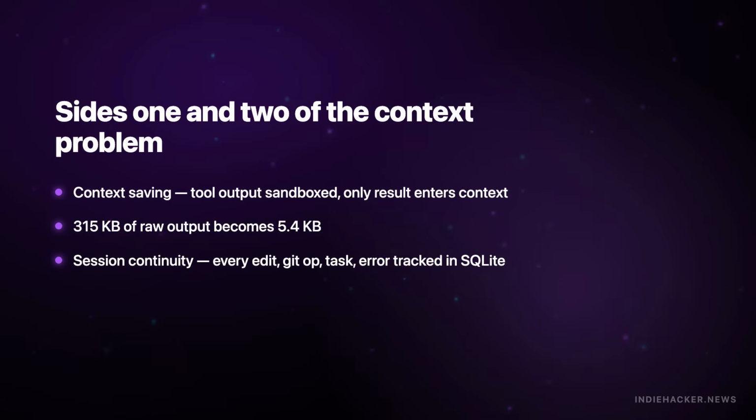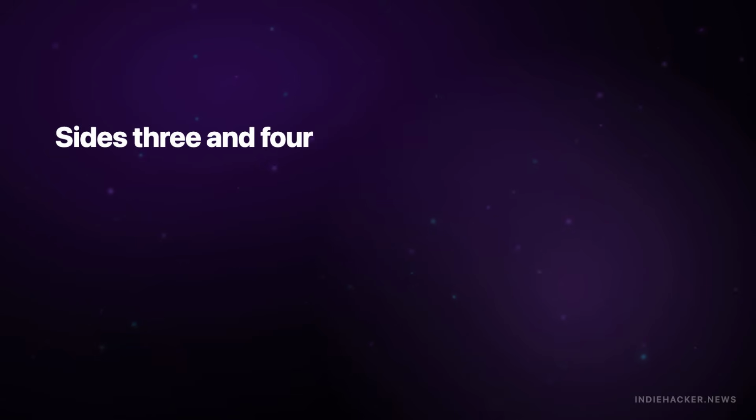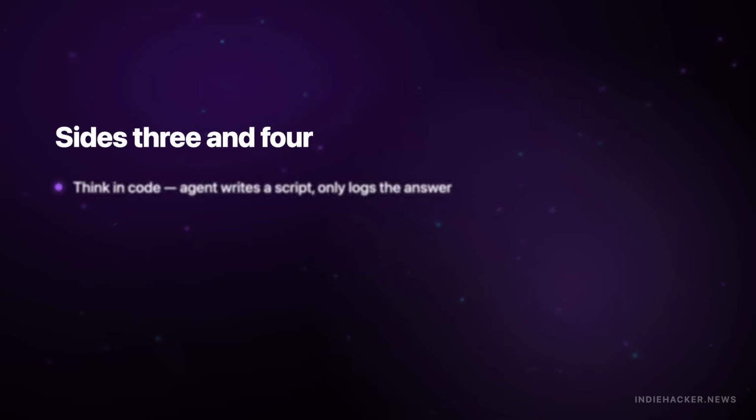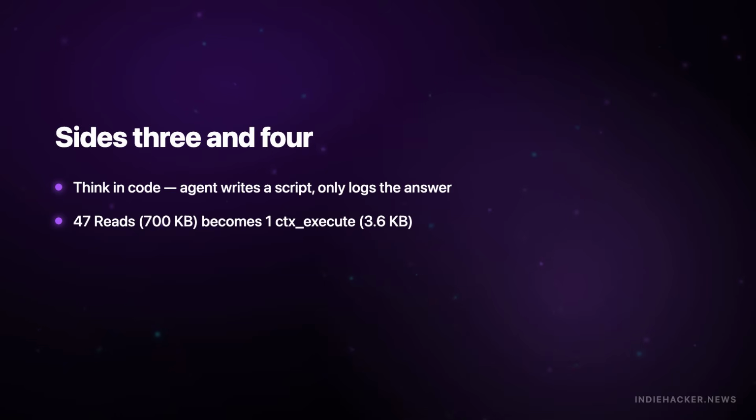Side three is the one I find most interesting. They call it Think in Code. Instead of reading 50 files into your context to count something, the agent writes a script that does the counting and only logs the answer. So 47 read calls becomes 1 ctx_execute call. 700 kilobytes of file content becomes 3.6 kilobytes of output. The framing is, the LLM shouldn't be a data processor.